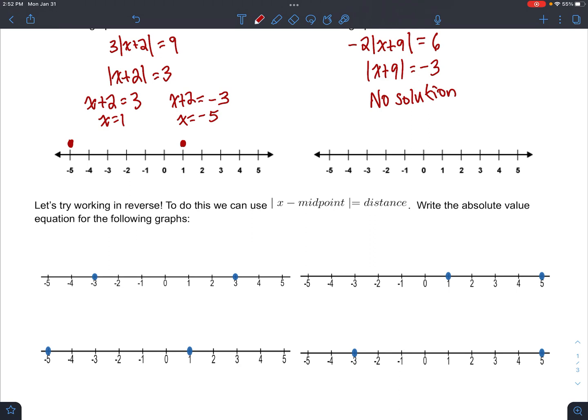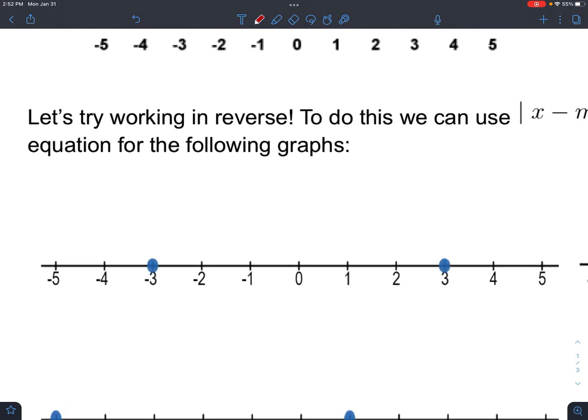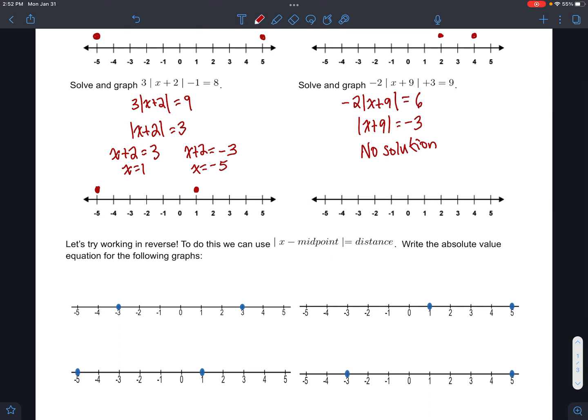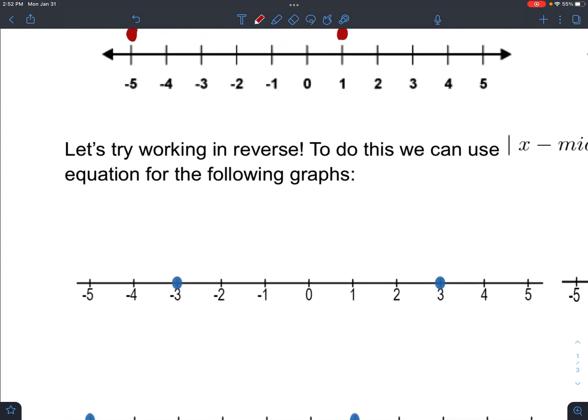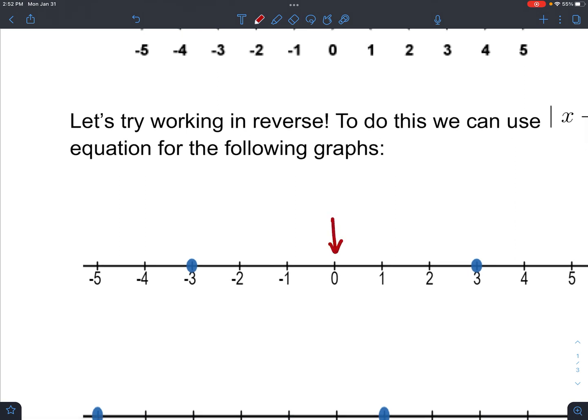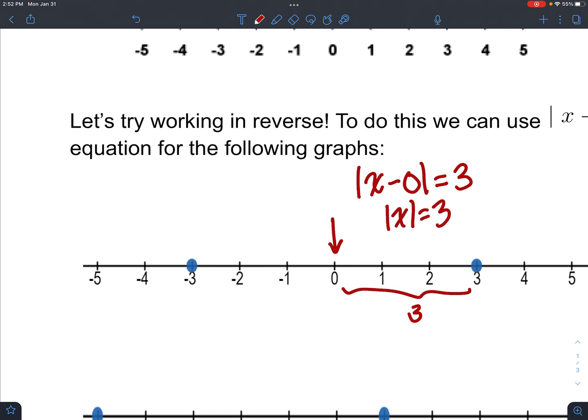Okay, so you can also work in reverse with these. The formula is x minus the midpoint equals the distance. We'll make sense of that as we go. The middle of those two numbers is 0, and the distance is 3. So the formula is x minus the midpoint is 3, which of course can be written like this.